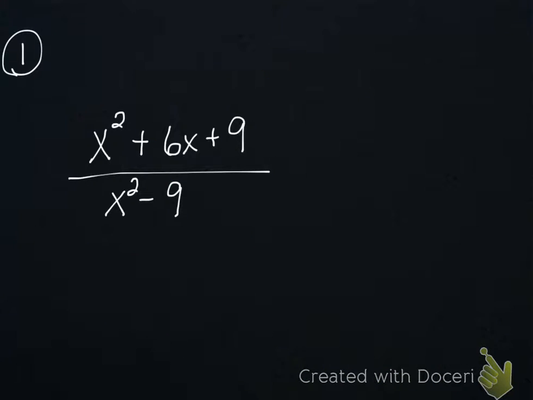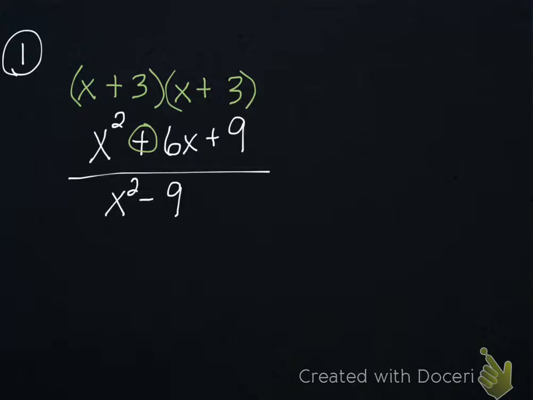Let's look at problem 1. First thing, we have 2 quadratics, one in the numerator, one in the denominator. Both can be factored. So I factor the numerator. I need 2 numbers that multiply to give me 9 and add to give me 6. That's 3 and 3. Remember, they get the same sign as the middle term.